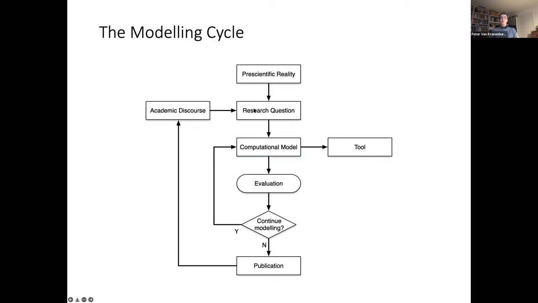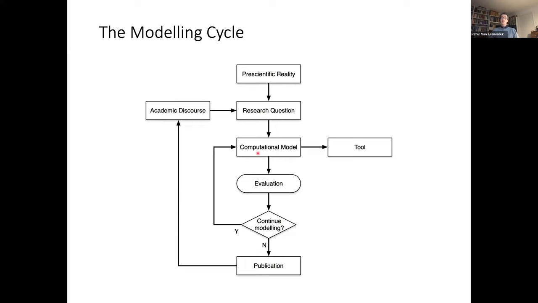This is the same cycle in a slightly different visualization. One thing I want to focus on here is tools, because I'm talking about models. In digital humanities we also talk about tools often, so I think it's important to make a distinction between those. Here again we have the pre-scientific reality and academic discourse, which lead to research questions, which lead to a computational model. The model is evaluated, and then we can continue modeling by adapting or manipulating the model. We have this cycle, and at a certain point we stop, right? And we can make a publication which goes in the academic literature.